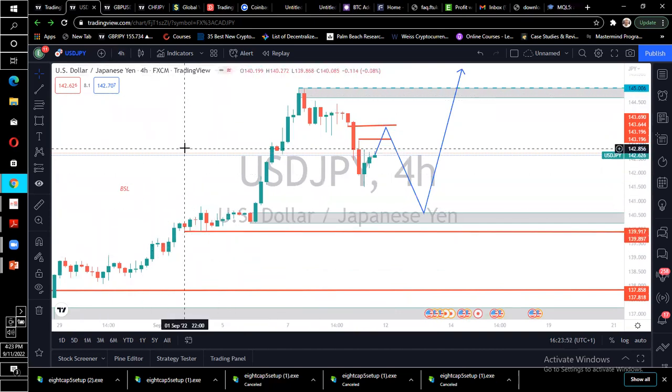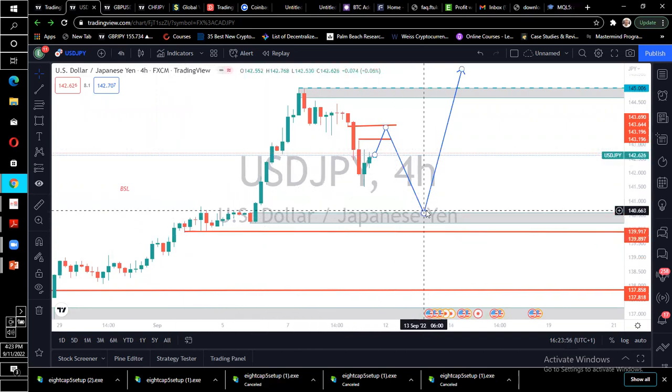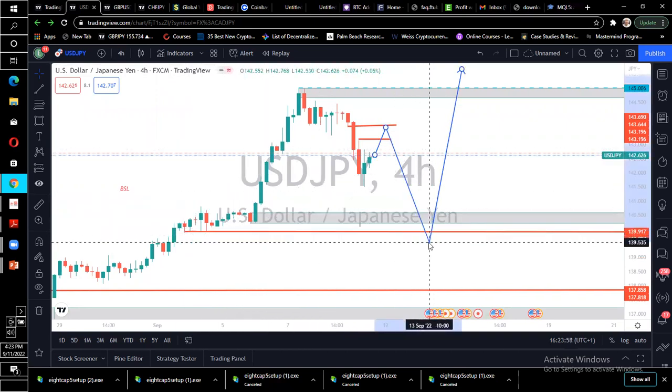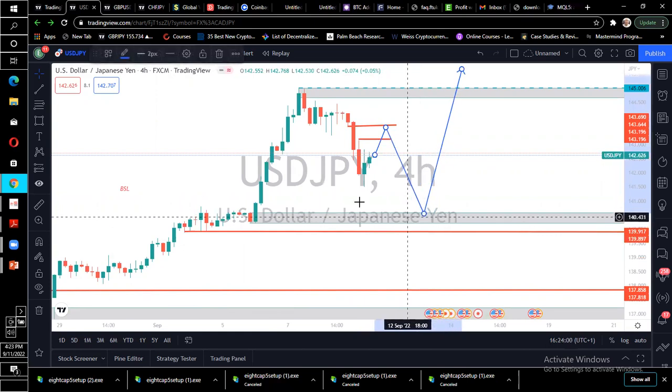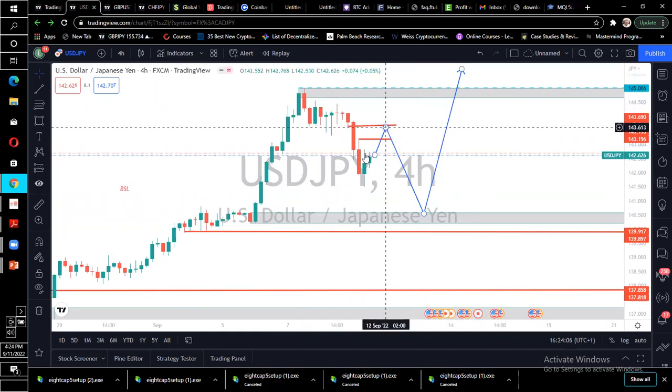The next one, and if this actually gives me into this level, I think I'll prefer it more, but this is what I'll be expecting on this pair for now. So I'll be looking forward to a sell from anywhere here.